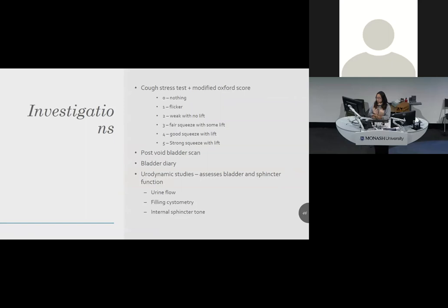Other things you can do is a post-void bladder scan to see how much is left in the bladder. Bladder diaries. I love bladder diaries. Whenever you can, just say, can you do a bladder diary for us? Because that would be really helpful to see how much you drank and when you went to the toilet and when you had a little accident and how much that accident caused you to stress, how many times a day you had to change your pad or your underwear, things like that. They love bladder diaries.